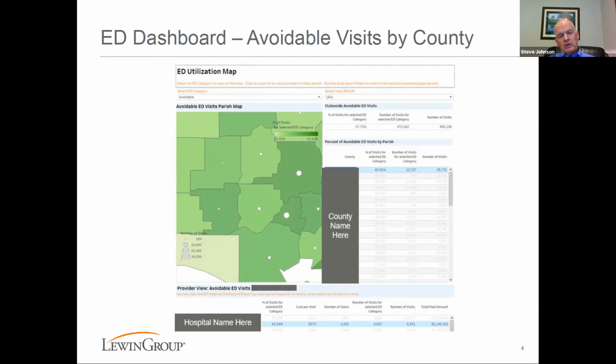So I can focus on counties where avoidable visits are higher and maybe the primary care network isn't as big as it needs to be, so members are having trouble receiving services in the community and are now going to the ED instead. If I pick a county in that table on the right, the bottom will list all the hospitals in that county, how many visits they had, how many of those visits were avoidable, and the total value of those avoidable visits. Next slide, Charles.